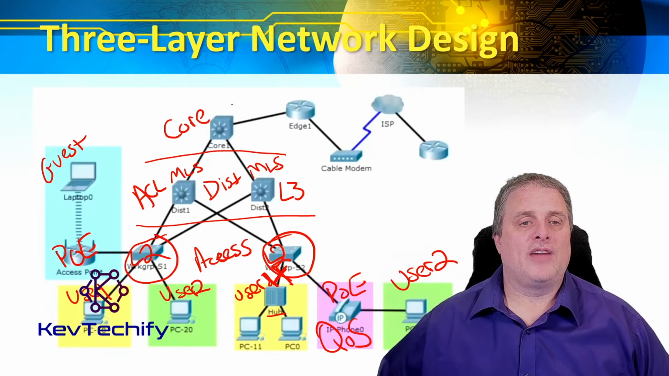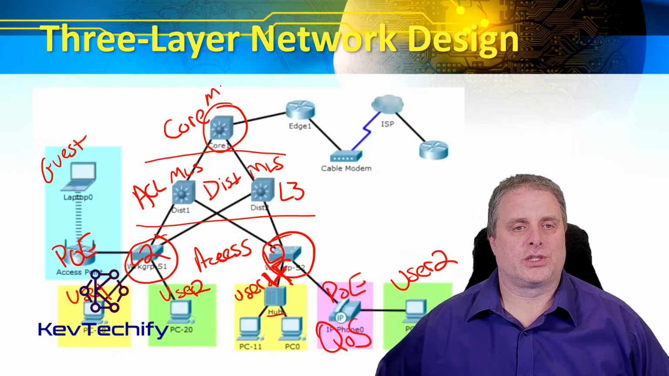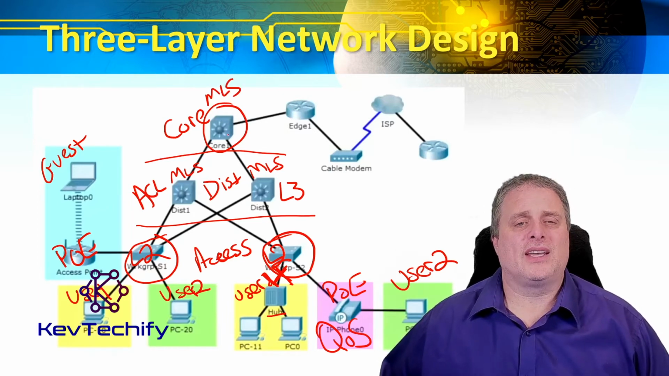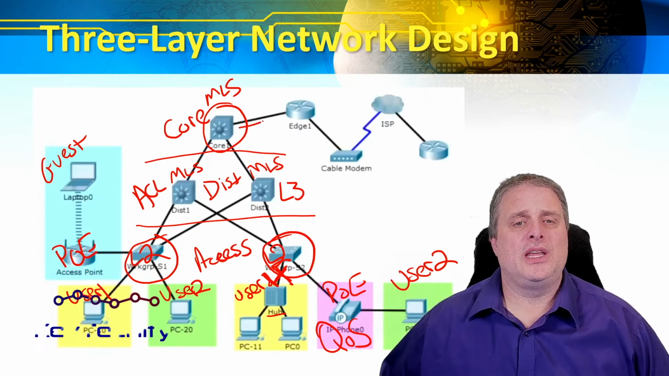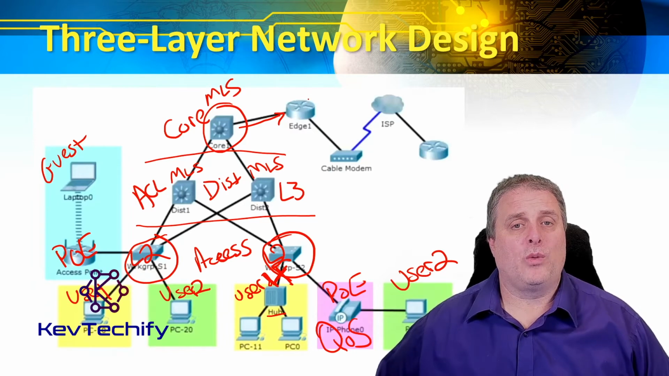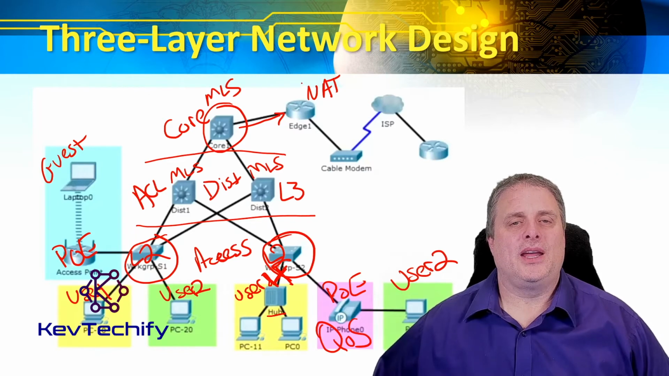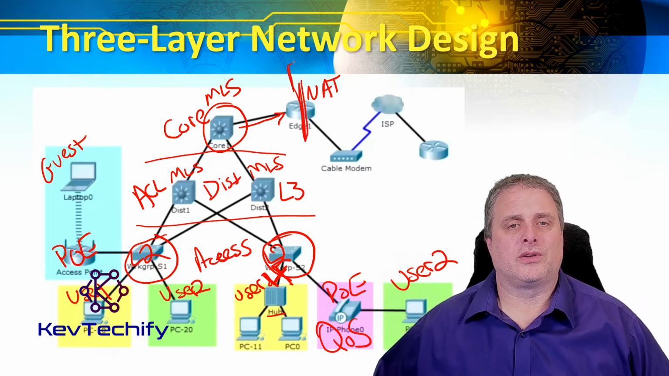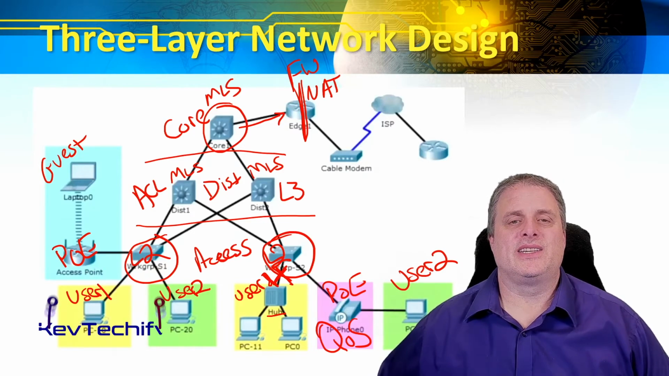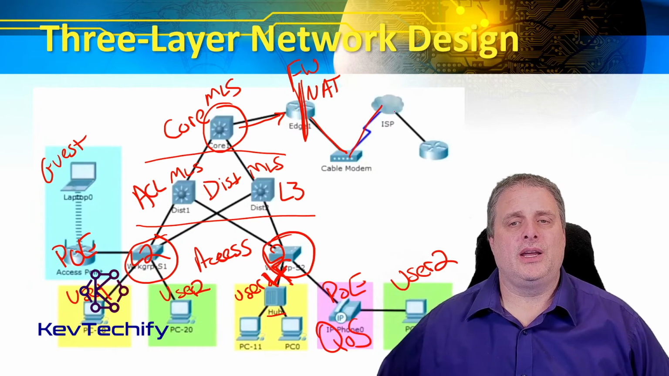At the core layer, we have another multi-layer switch, and that switch's responsibility is to forward packets as fast as possible to the edge router. The Edge 1 router is capable of network address translation, as well as being an edge firewall to the internet. And in this example, the Edge 1 router connects into a cable modem that connects into your ISP that connects you across your network to your destination.